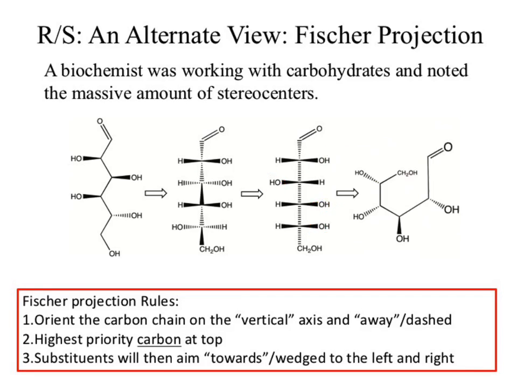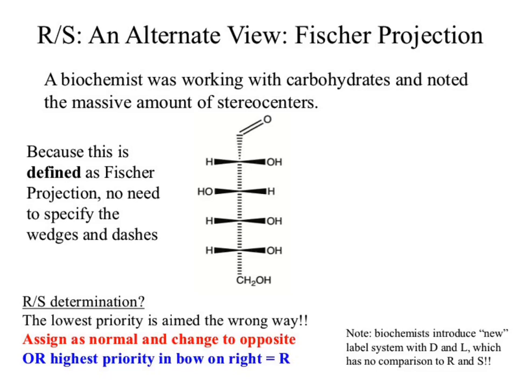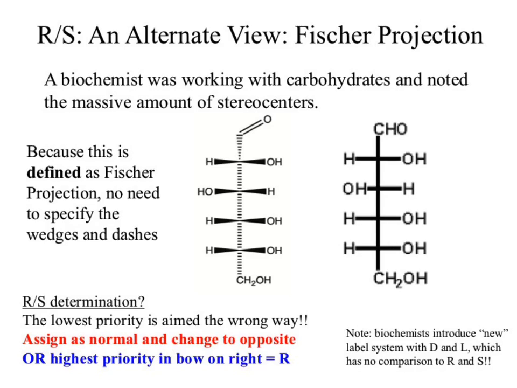Okay? Because Fischer has now defined his drawings this way, he doesn't have to use wedges and dashes anymore. He's saying that when we're looking at a Fischer projection, the backbone is always aimed away from you, which means I don't have to specify dashes. The substituents on the side of the main chain are aimed towards you. Well, if that is always true, then I don't have to specify it, and I can just show it as this little cross-hatched lovely thing.